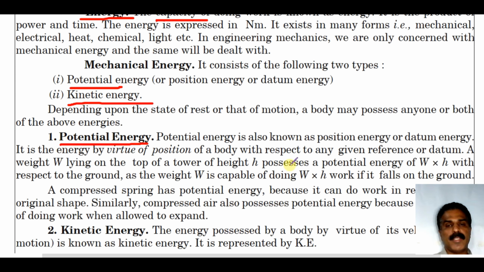Potential energy is the energy possessed by a body due to its position above a reference plane or line, also called a datum. Potential energy is also known as position energy or datum energy. So what is potential energy? It is the energy by virtue of position of a body with respect to any given reference or datum. This is very important: with respect to any given reference or datum. That is called potential energy.